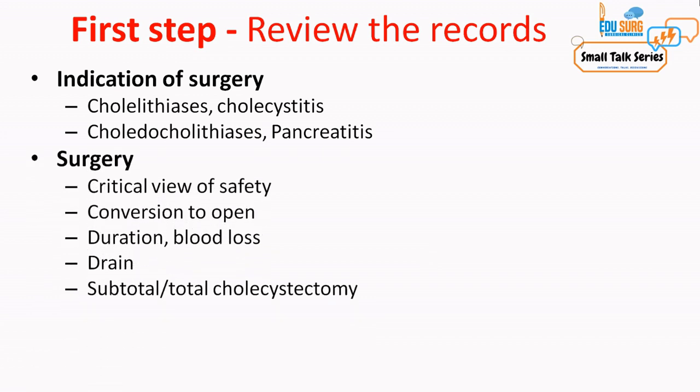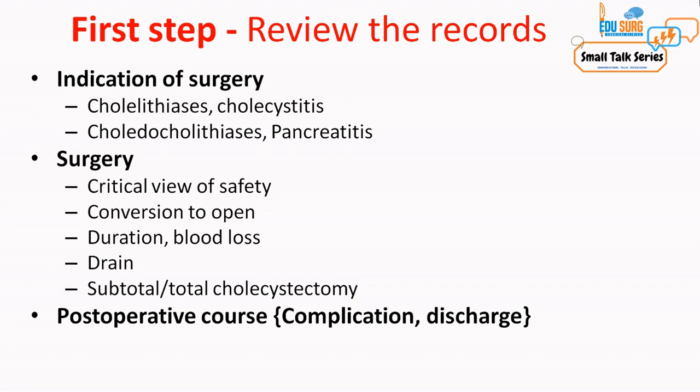In the surgical notes, look if the critical view of safety was achieved, whether there was conversion to open, and if yes, what was the cause, whether there was bile spillage, stone spillage, and extent of blood loss, duration of surgery, whether a drain was placed, if a drain was placed, when was it removed, and whether a bailout strategy like subtotal cholecystectomy was used. What all records are to be maintained, we have already discussed in one of my videos on safe laparoscopic cholecystectomy, which you can view for detailed discussion of this point.